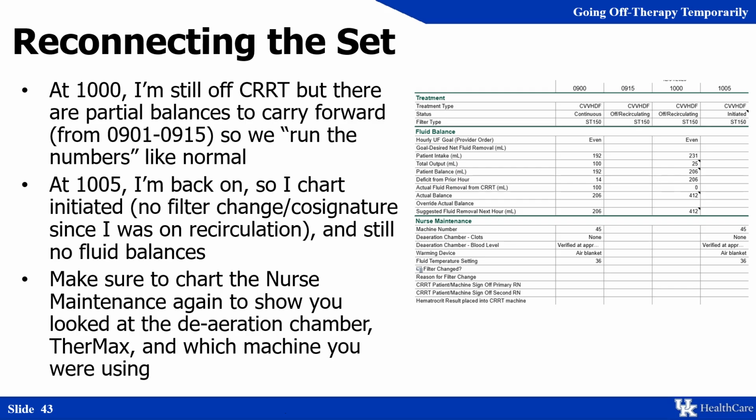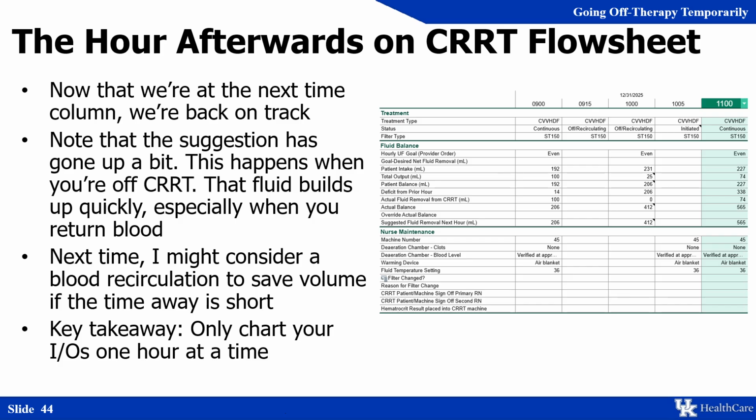At 10:05, when we come back, we'll chart initiated under status. And we're not going to chart fluid balance because, again, the fluid balance should only happen on the hour. Note here that we are charting again our machine number and attesting that there's no clots, etc. So now that we're back in the room on CRRT at 11 o'clock, we're back on track. Notice that our suggested fluid removal has bumped up a bit because we returned our blood, which counts as a net intake while we were gone.